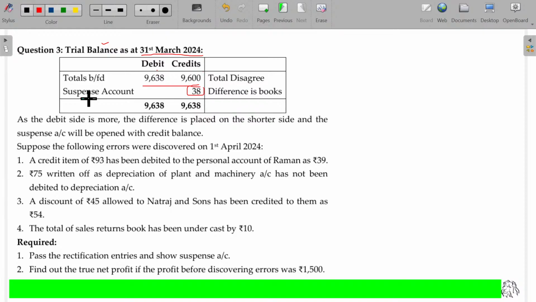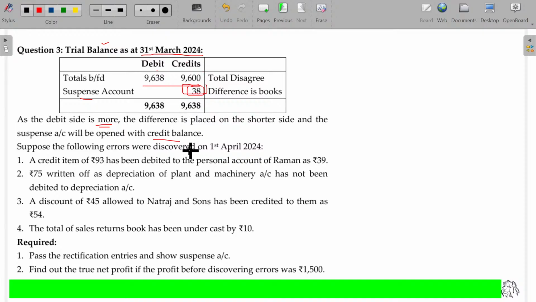If I keep that value in the suspense account, what does it mean? I have to locate the error and rectify it so that the suspense account will be removed. It's a temporary arrangement to immediately settle the ledger, but of course we have to resolve that issue. As the debit side is more, the difference is placed on the shorter side, and the suspense account will be opened with the credit balance. So we have the suspense account now on the credit side.